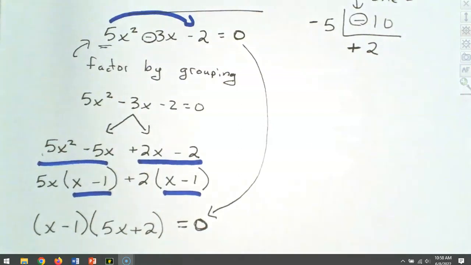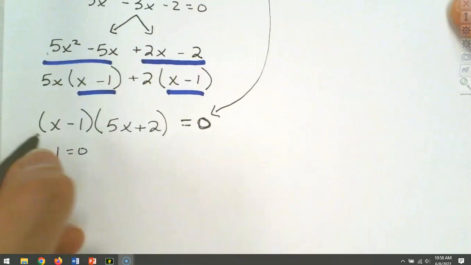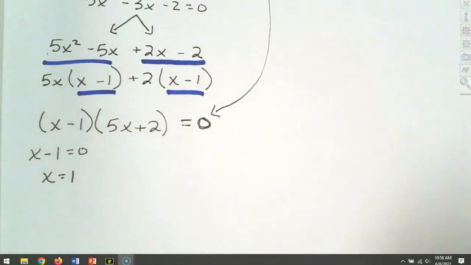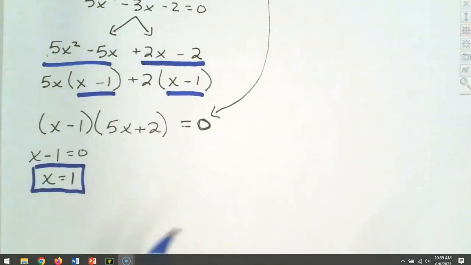Now we can finish it. Set each piece to 0. So x minus 1 equals 0. These are our factors. So x equals 1. And I'll slow down a bit just to make sure we can all stay caught up here. So that first one, I just moved that 1 over. What about for the second part here?